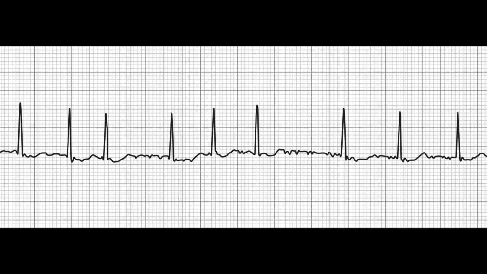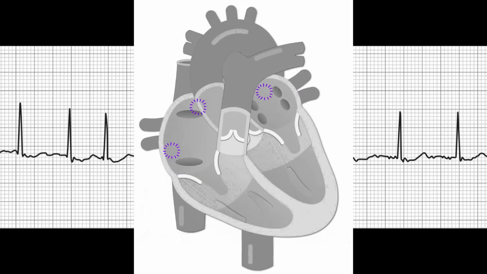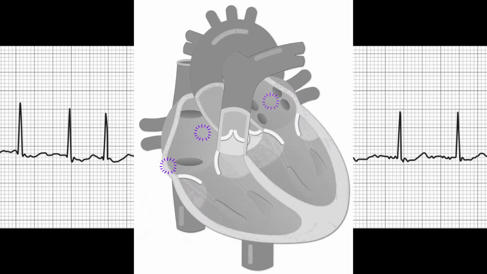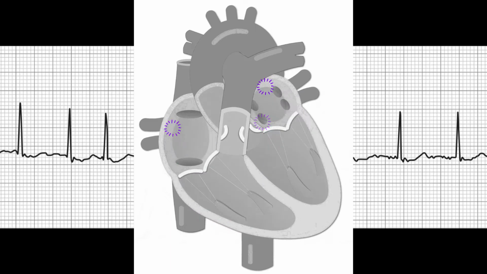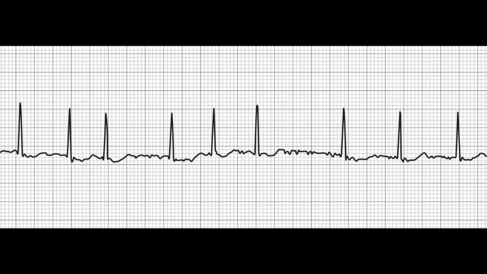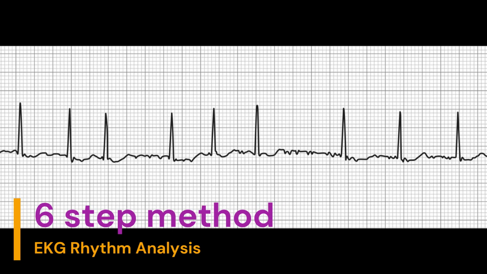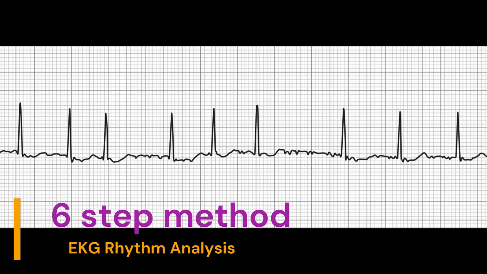Let's take a look at an EKG strip that shows atrial fibrillation. As you can see, the rhythm is irregular, with no discernible P waves. This is because the atria are not contracting in a coordinated manner. Instead, they are quivering or fibrillating, which creates multiple small electrical impulses that spread through the heart and cause the irregular heartbeat.